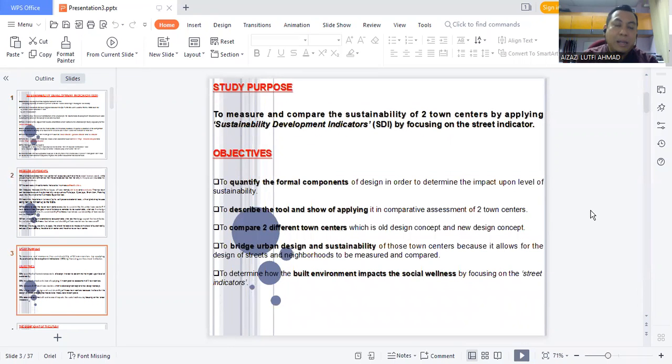This is my study purpose and also my objective. It is to measure and compare the sustainability of two town centers by applying SDI, which is Sustainable Development Indicators, and focusing on the street indicators only.